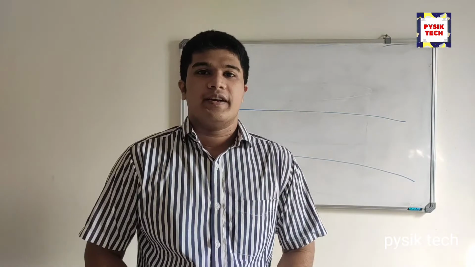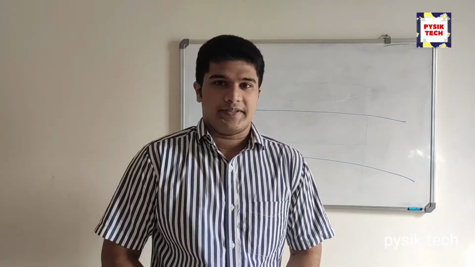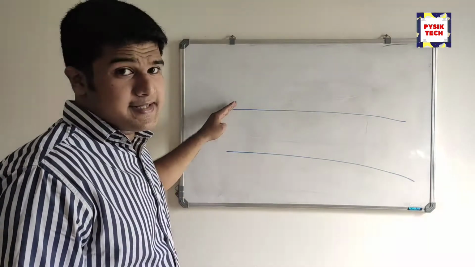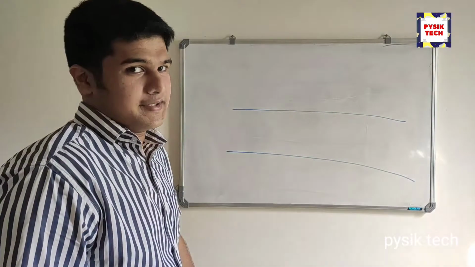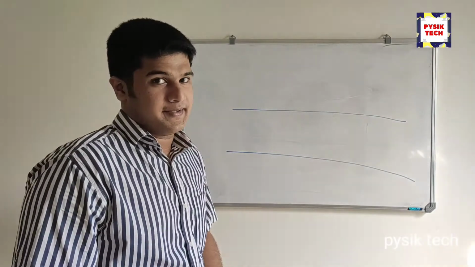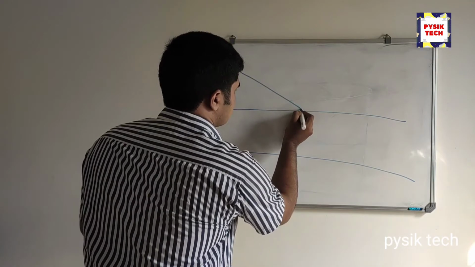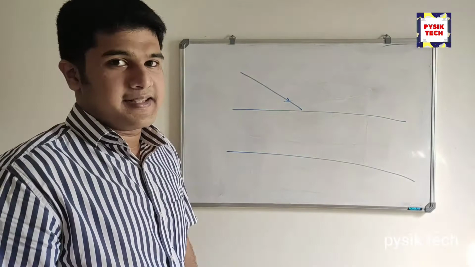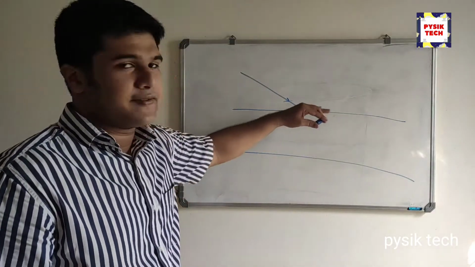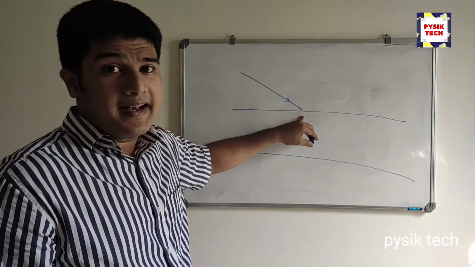I'm going to take two mediums. First is air and another medium is water. The light is coming from the air and it is going to the water. Then what will happen? When the light rays reach the surface of water, the light ray will bend.